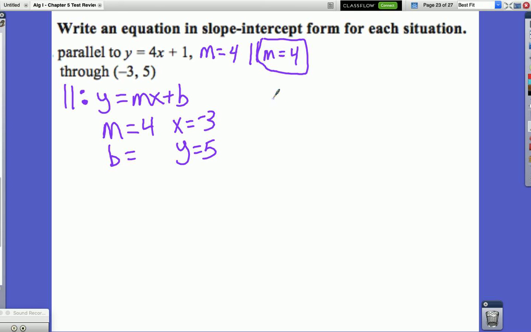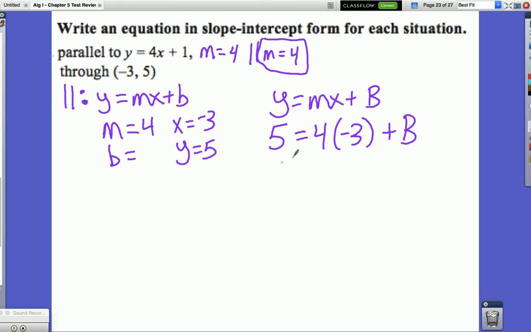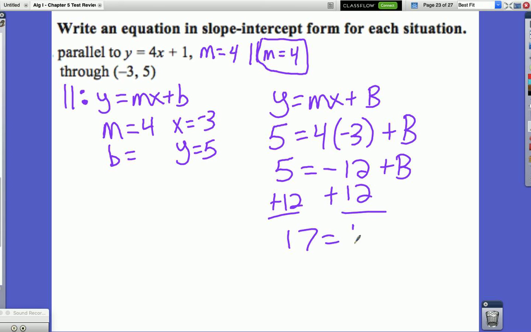We're going to use our equation of y equals mx plus b to find our y-intercept. So instead of y, we plug in 5 equals m, which is 4, times x, -3, plus b. 5 equals -12 plus b, and to move the -12, we add 12. So 17 equals b. So we found the slope knowing that parallel lines have the same slope. We found the y-intercept by using the slope and a point on our line, and we can write our equation. y equals 4x plus 17.